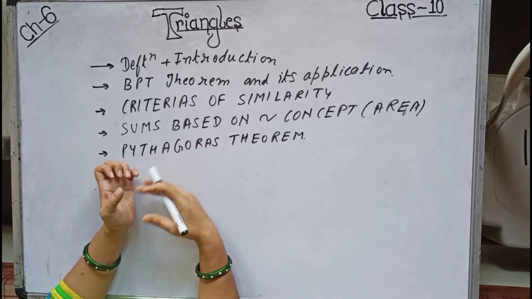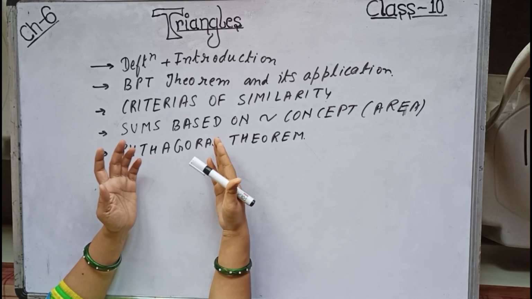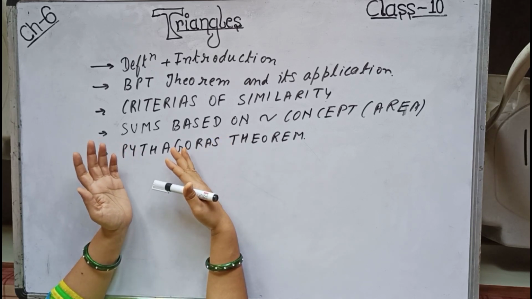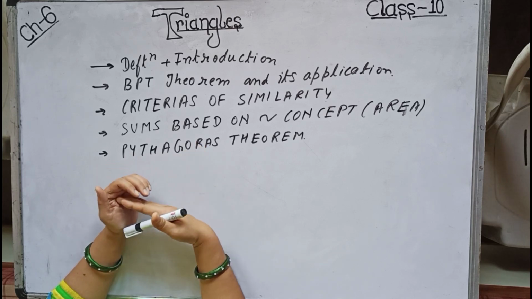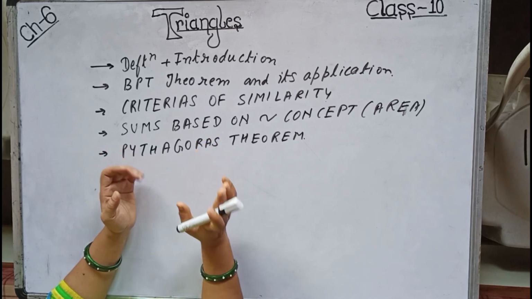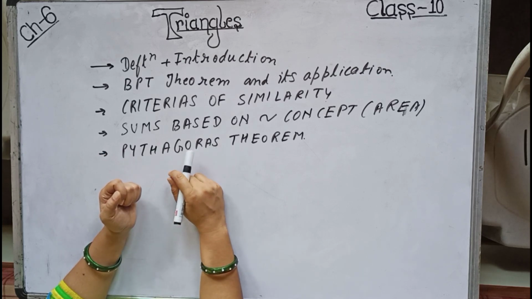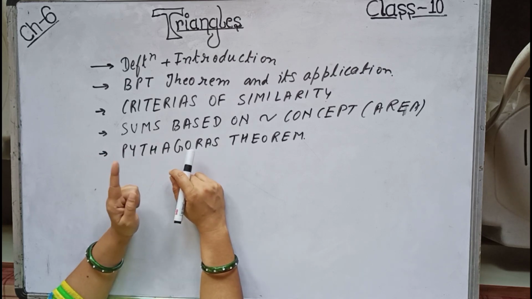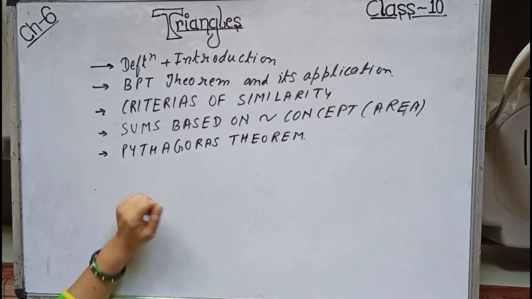In spite of doing 100 sums and not able to do the 101st sum, you be a smart student, do every sum, every type of the sum, and should be able to do that 101st sum, which will be an unknown sum. So let us start the chapter triangles.